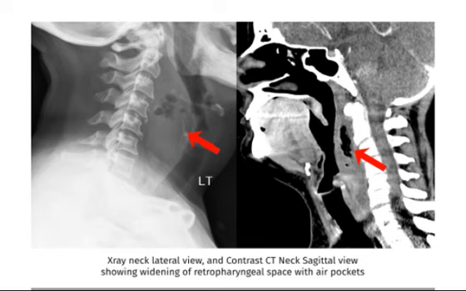Tuberculosis of retropharyngeal lymph nodes. It occurs due to tuberculosis of the deep cervical nodes. It presents as swelling on the side of the midline as the infection is in the retropharyngeal space.